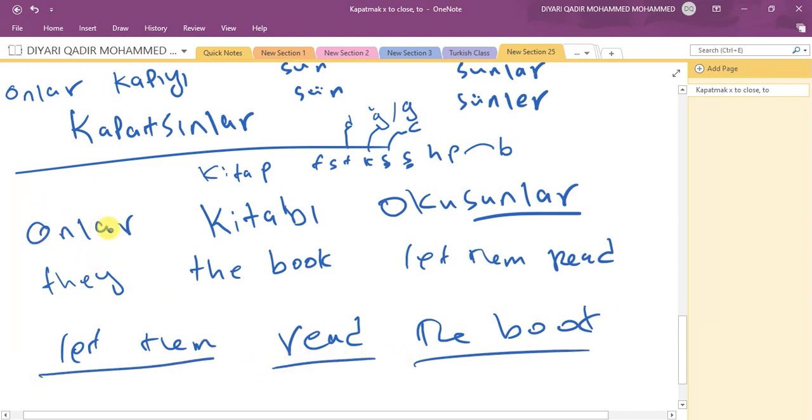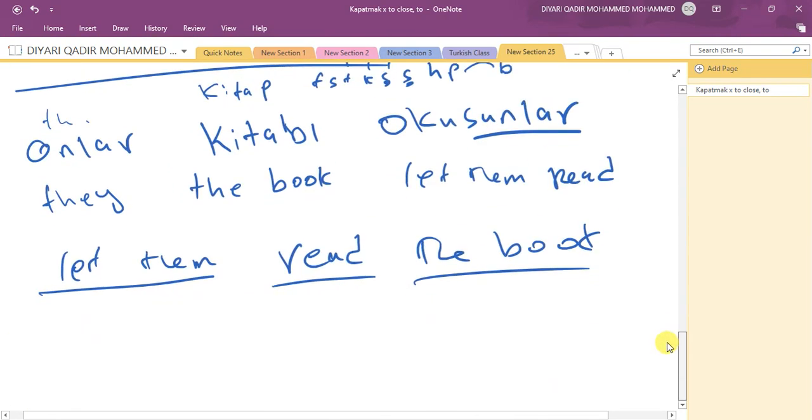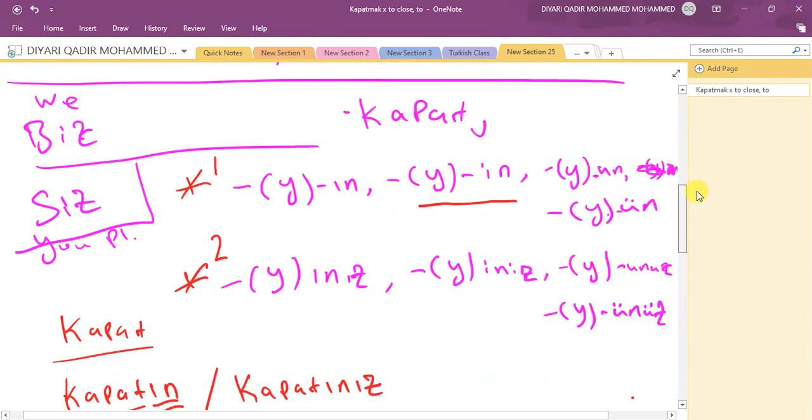But in Turkish, onlar, they, comes first. Kitabı, the book, or you don't even need to write this. Onlar okusunlar. You just say let them read. But if you specify something here, for example a book or a notebook, defter, kitab. Onlar kitabı okusunlar. Let them read the book. It's like that. So we ended today's lecture in this video.